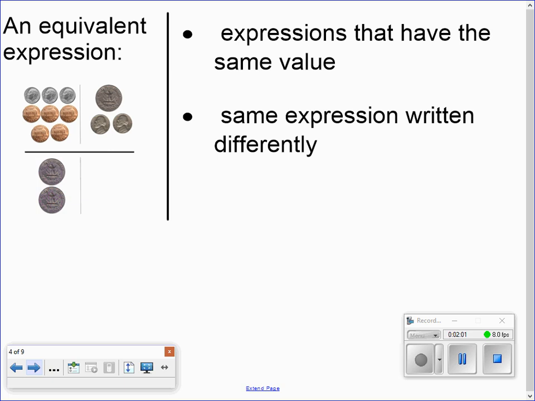An equivalent expression is what you'll get when we use the distributive property. These are expressions that have the same value, but they may be written differently. You can look at this in terms of money. There are multiple ways to represent money. So if we had 35 cents, let's look at this top one. 35 cents could be represented as 3 dimes and 5 pennies, or you could have a quarter and 2 nickels. Again, it's the same value, but the way that they're expressed looks a little different.